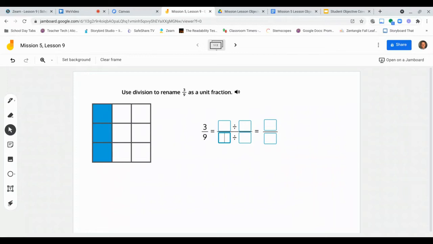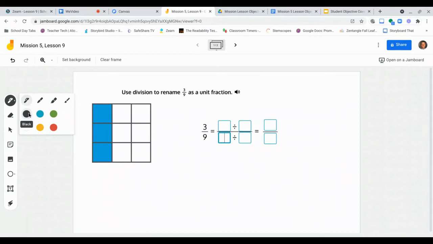Today only, when you divide, what you want to do is try to divide by the numerator. See if we can group them by whatever the numerator is, okay? Because we're trying to get to one unit fraction, so we're trying to get to 1 here. So for today, we're going to take 3/9, and I'm going to show you.